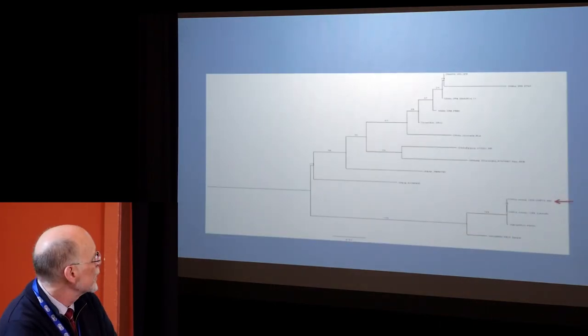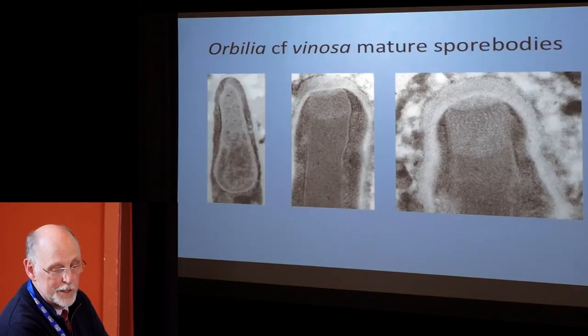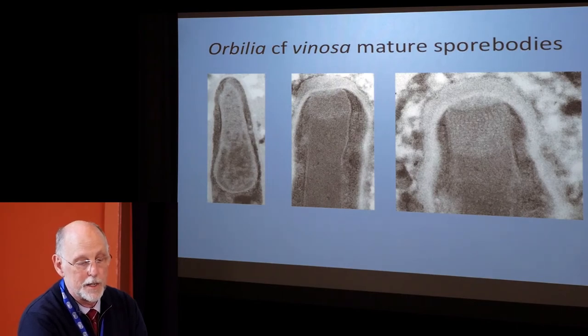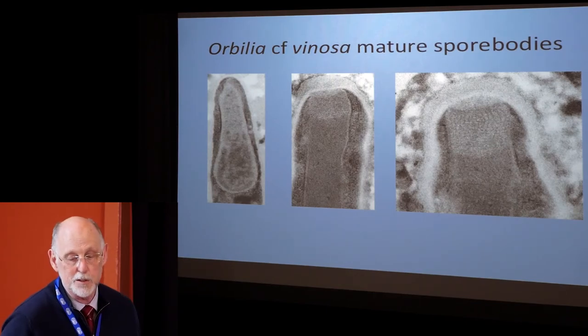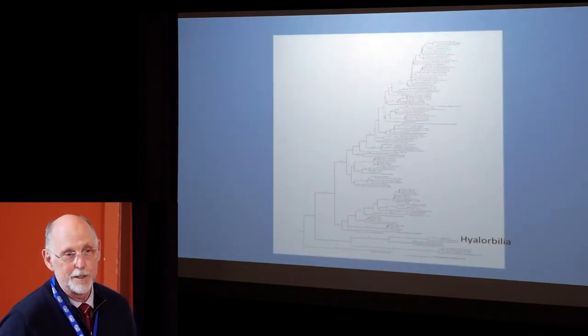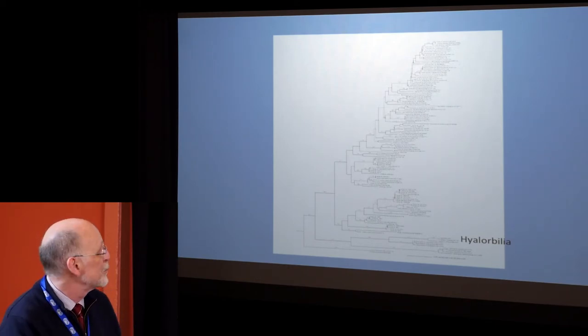Here's a venosa type, again showing the early stages of development. And here, mature spore body, same kind of arrangement of membranes and core. And then, I was going fast because I wanted to get to this one, which is Hyalorbilia.